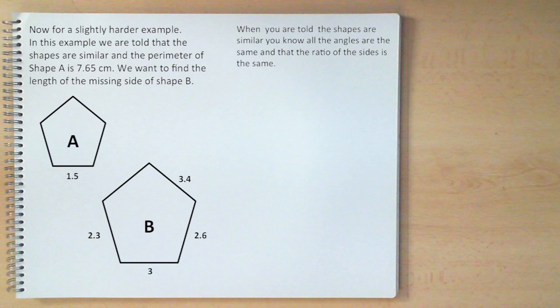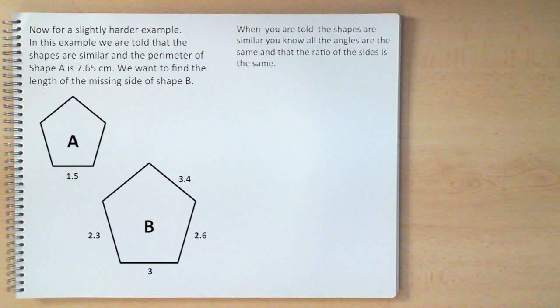Because we know the shapes are similar, we know that all of the angles are the same and that the ratio of the sides is the same. And if the ratio of the sides are the same, then importantly in this case, the ratio of the perimeters is the same. So how are we going to work this out?